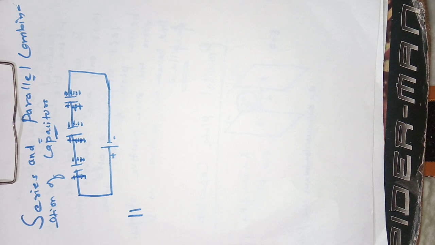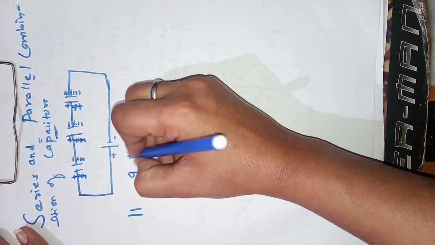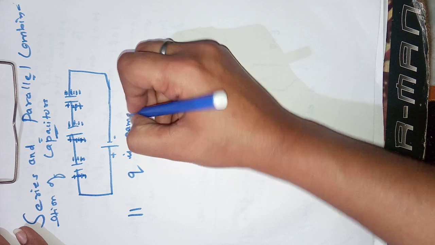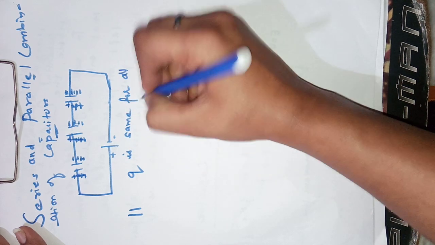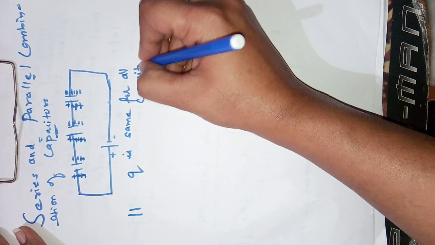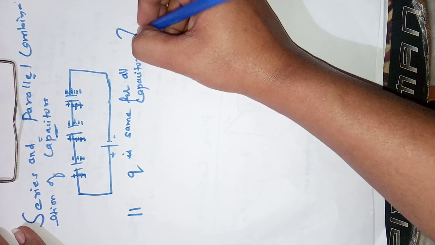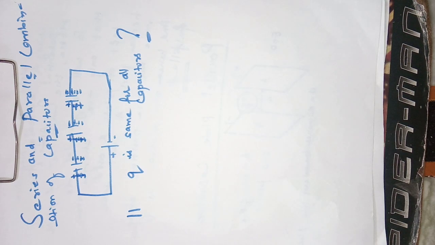One important thing we should consider over here is that the value of charge Q is the same for all capacitors. And you need to evaluate and find this answer by yourself. In my next video, I am going to answer this simple question: why is the value of charge the same for all the capacitors?